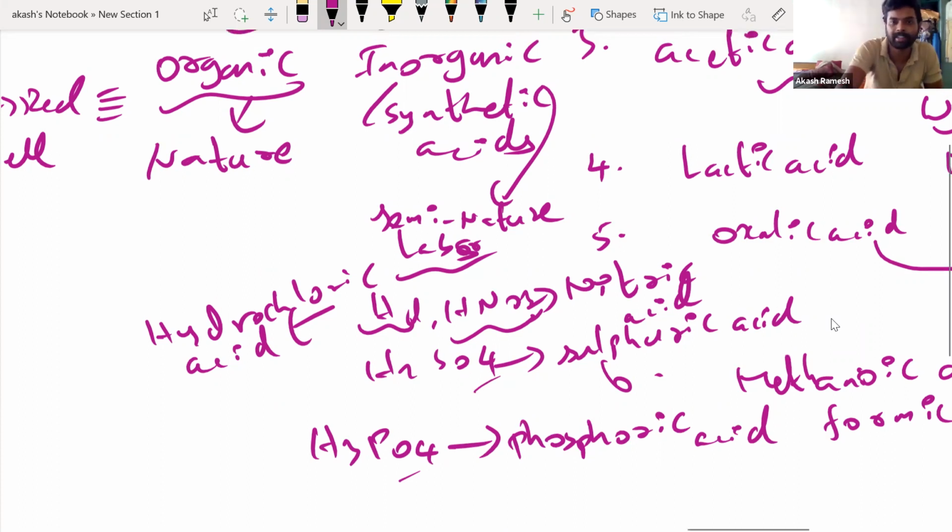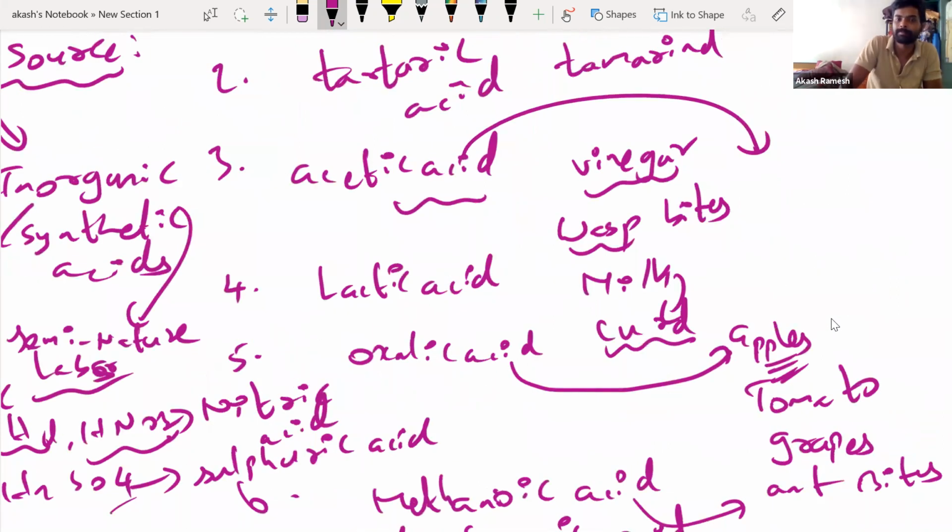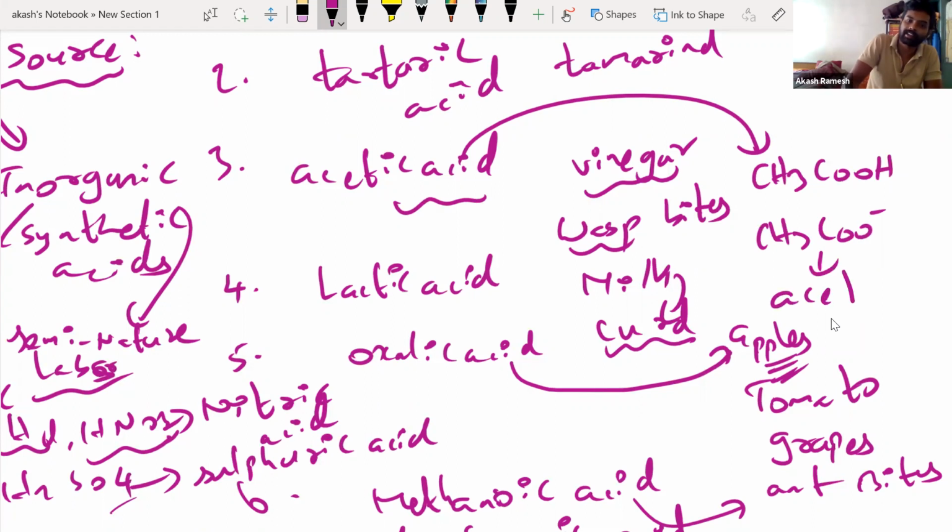And again, this acetic acid, what we have, anybody knows the formula? Acetic acid formula? CH3COO minus. CH3COOH. Okay, acetic acid. CH3COO minus is the acetate ion. Whenever you end with minus, obviously it has to end with E, right? So it is called acetate ion. Now, if you put a H, it becomes acetic acid.